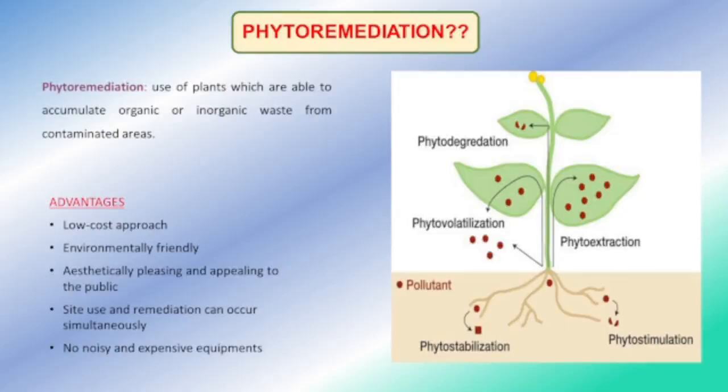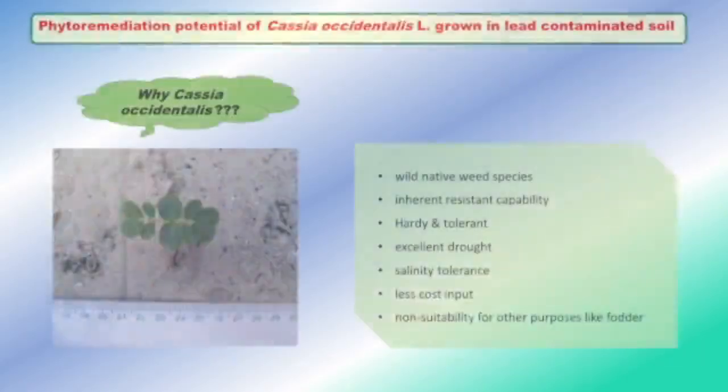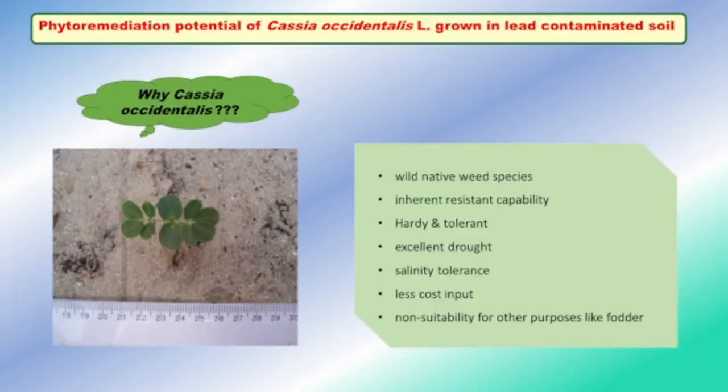It is non-noisy, and it does not require expensive equipment. Till now, more than 450 plants have been identified as phytoremediator plants. In our study, we are taking a test plant, which is known as Cassia occidentalis.